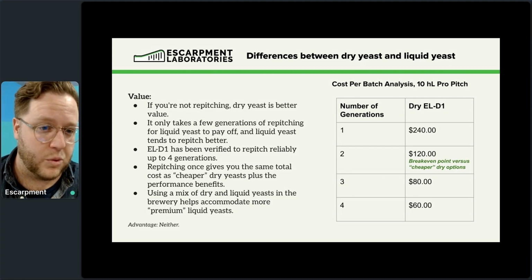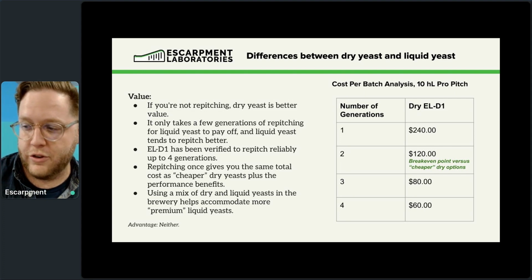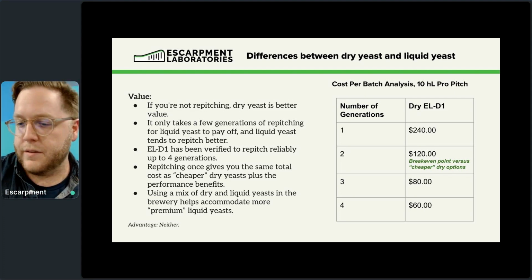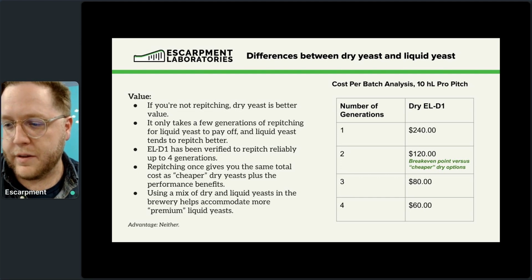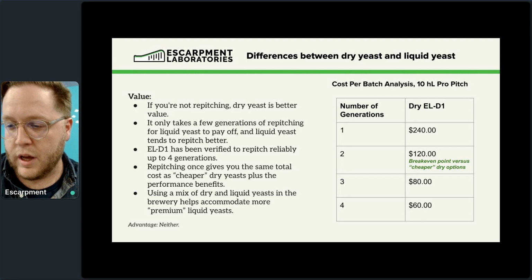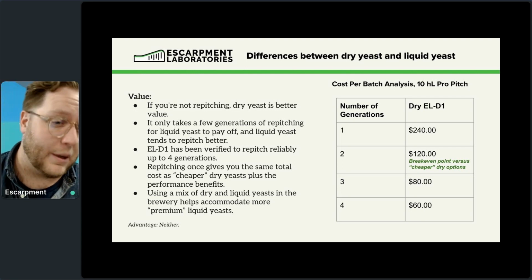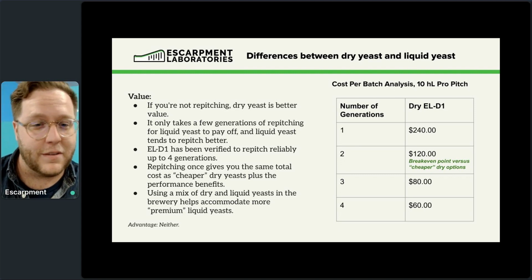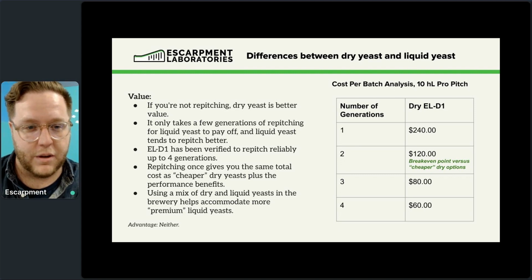You can be a little flexible with oxygen on that first pitch if you're putting in a fresh brick of dry yeast, because the dry yeast does have some built-in sterols. It doesn't require as much oxygen compared to a liquid yeast pitch. When you're repitching, it's basically liquid yeast at that point. So you have to make sure that it has oxygen. And in both cases, you have to make sure that it has adequate nutrition.